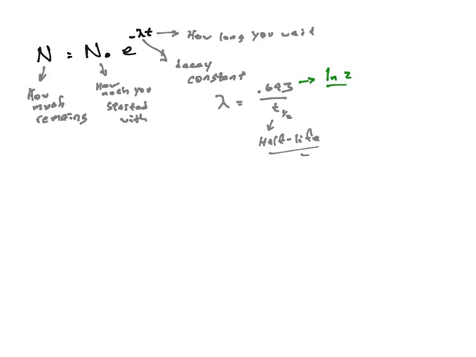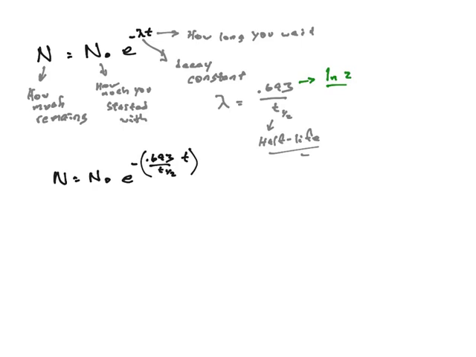So this is our equation, and in fact written slightly differently: N equals N naught e to the minus 0.693 times T over T1/2. So all that's in the exponential.